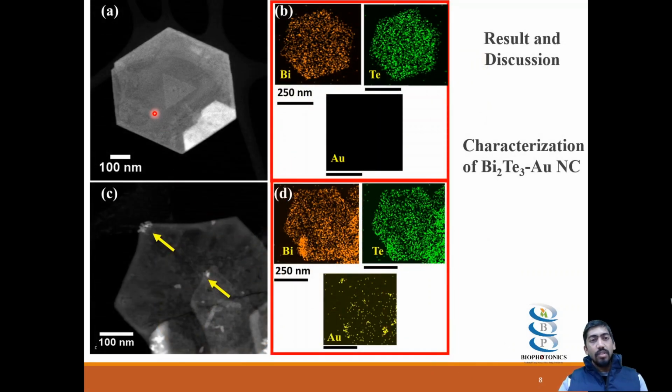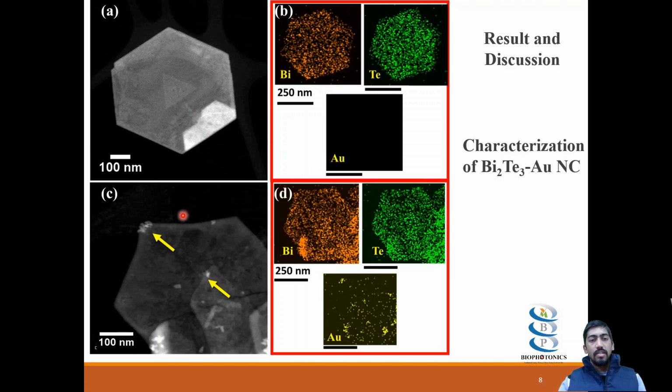So coming to my work, I have synthesized the bismuth telluride first by solvothermal method, and the TEM image of these hexagonal nanosheets of bismuth telluride is shown here. So later I confirmed their composition by using the EDAX technique, which shows bismuth telluride is equally distributed all over the nanoplate, and no gold was observed in the bismuth telluride alone.